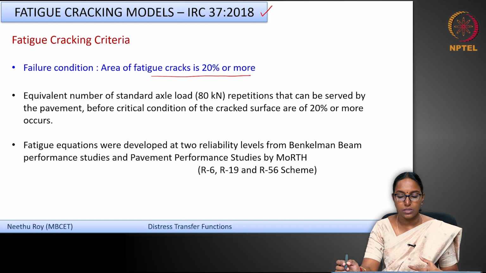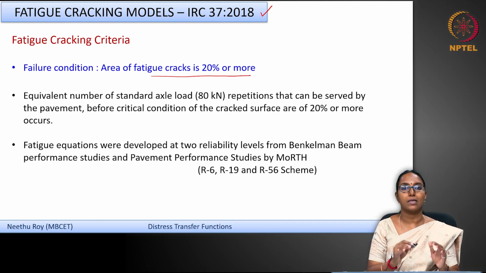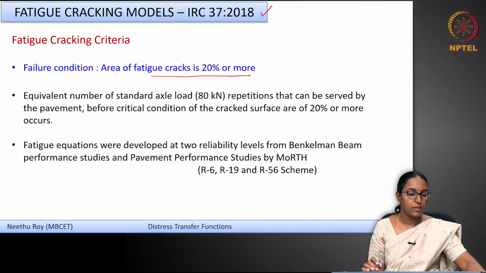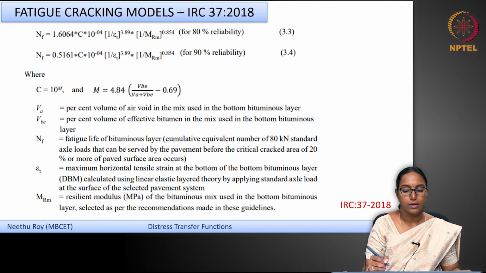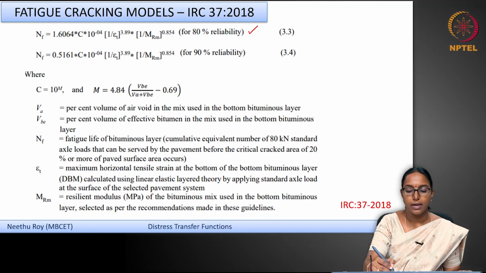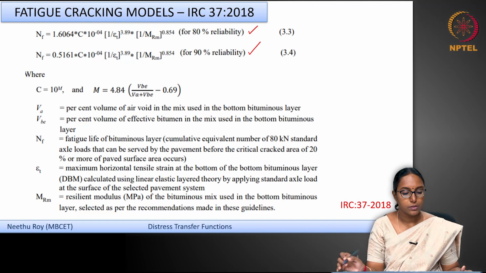The data for this has been used from the performance studies, the BBD studies, etc., conducted on a number of road stretches as per the R6, R19, R56 scheme of the Ministry of Road Transport and Highways. This extensive data has been used to arrive at the distress transfer functions. As you see here, these are the two distress transfer equations for fatigue, one at 80% reliability and the other at 90% reliability. The reliability aspects will be discussed by Professor Nivita in her lecture in this course.